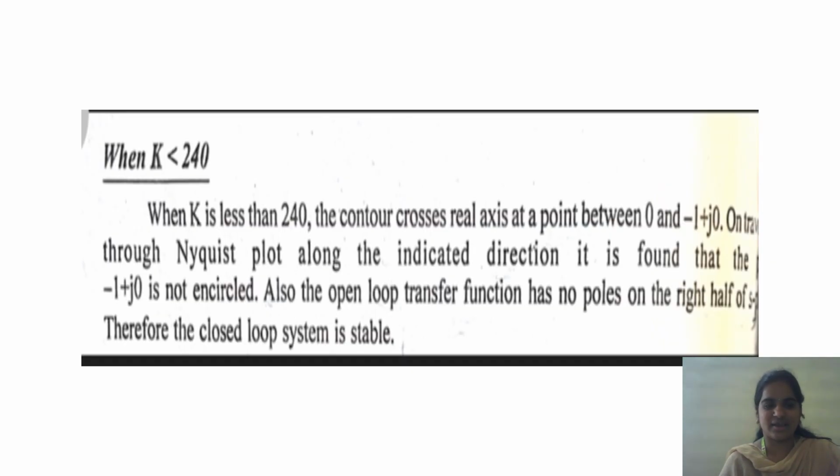When k is less than 240, the contour crosses the real axis between 0 and minus 1 plus j0. Traversing the Nyquist plot along the indicated directions, the point minus 1 plus j0 is not encircled. There are no poles of the open loop transfer function in the right half plane, so the closed loop system is stable. For k less than 240, it is stable. If k is greater than that number, it will be unstable.